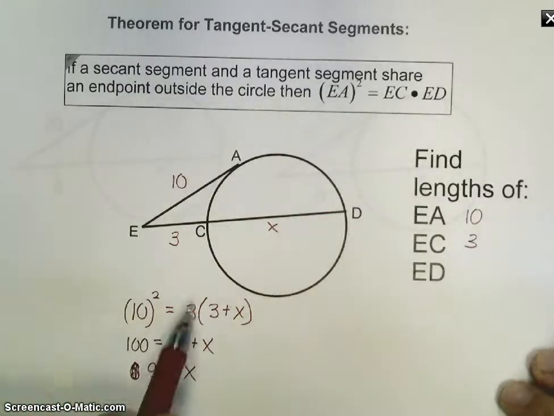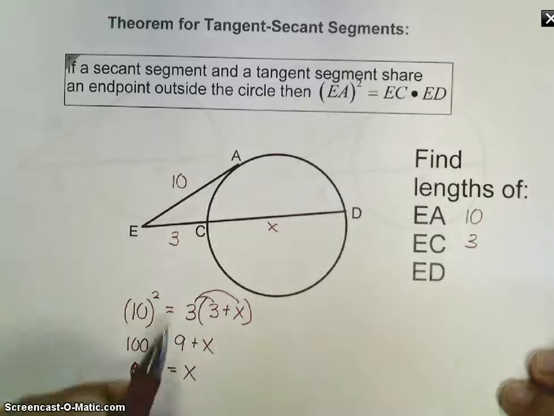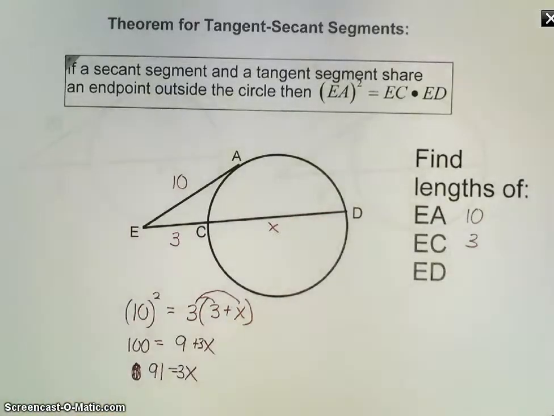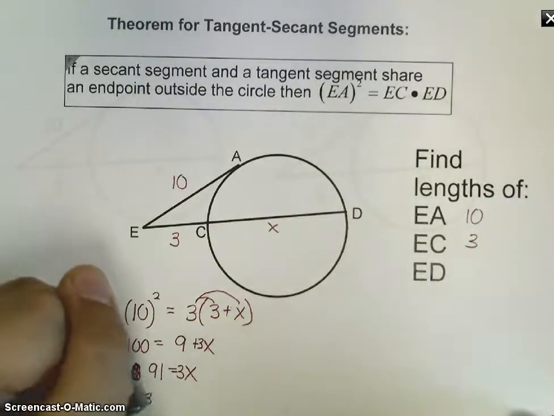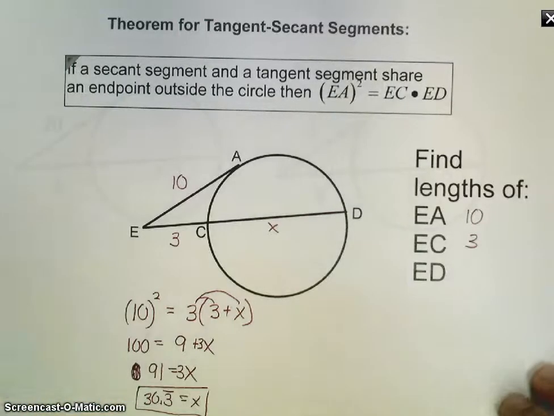What did I not do? I didn't distribute my 3 correctly. So, when you multiply the 3 out, I get 3 times 3 is 9. This is a 3x. 91 equals 3x. And upon solving that on both sides, I will get a decimal here. I'll get 30 and a third, 30.3 repeating. There's the value for CD.